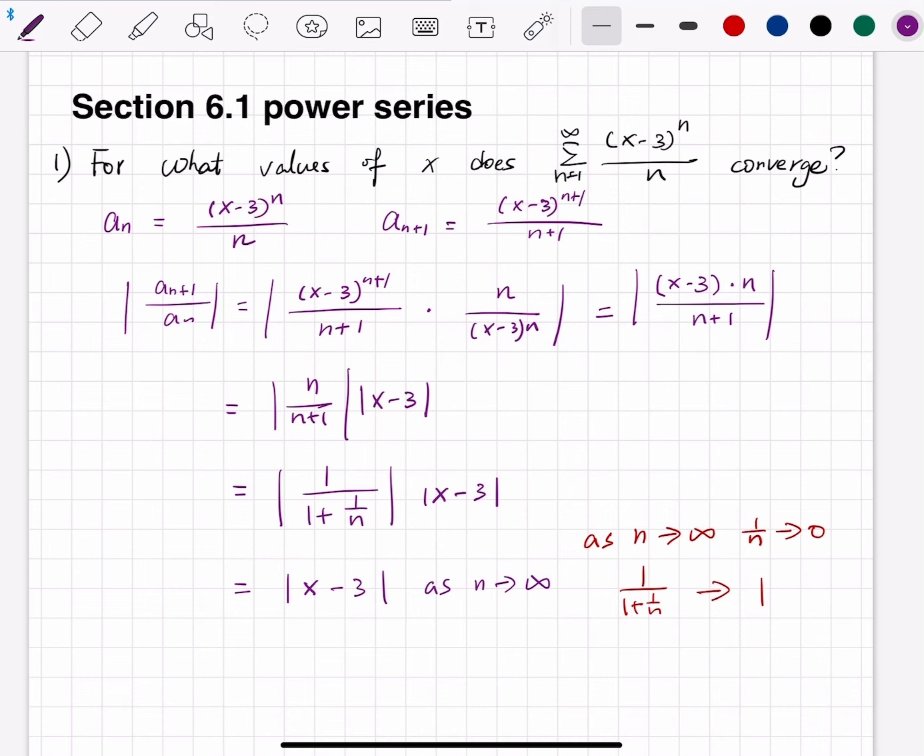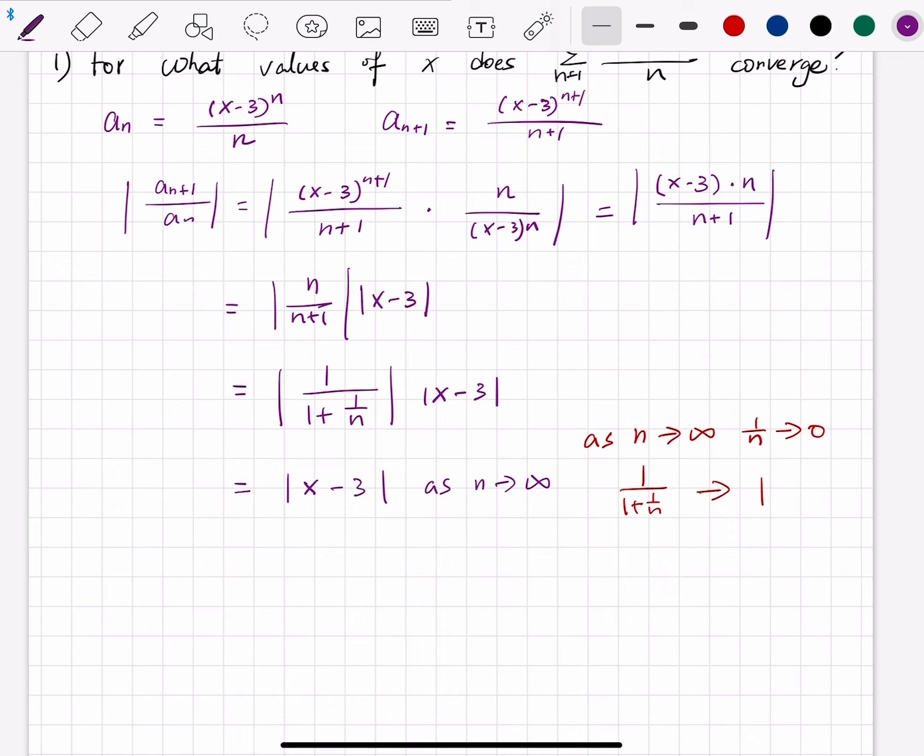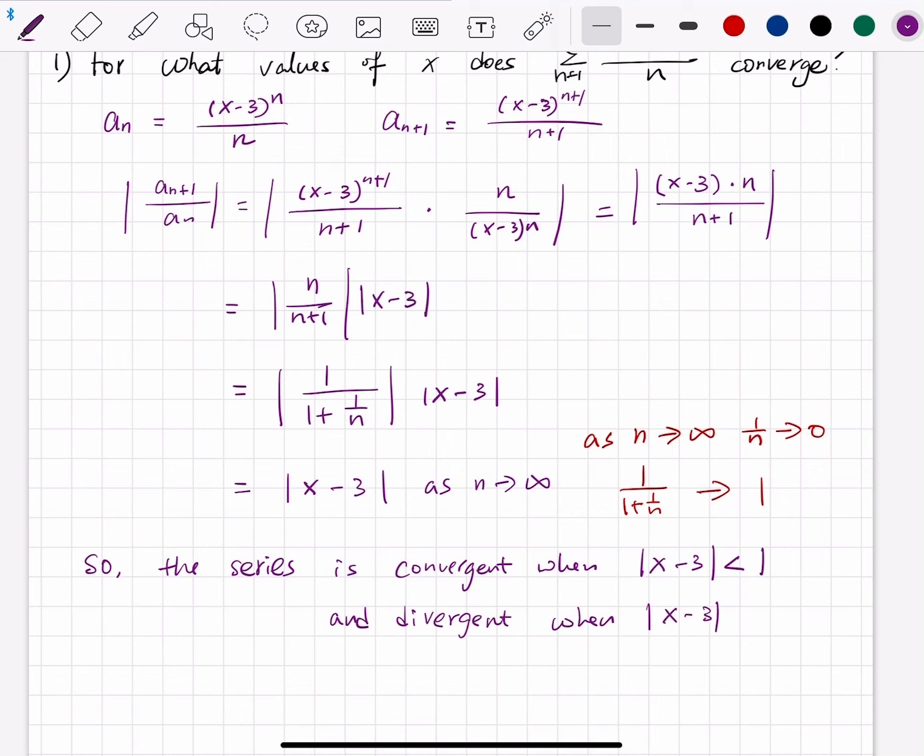Then we know this is convergent. So the series is convergent when the absolute value of x minus 3 is less than 1, and divergent when the absolute value of x minus 3 is greater than 1. We cannot say anything when they are equal to 1.